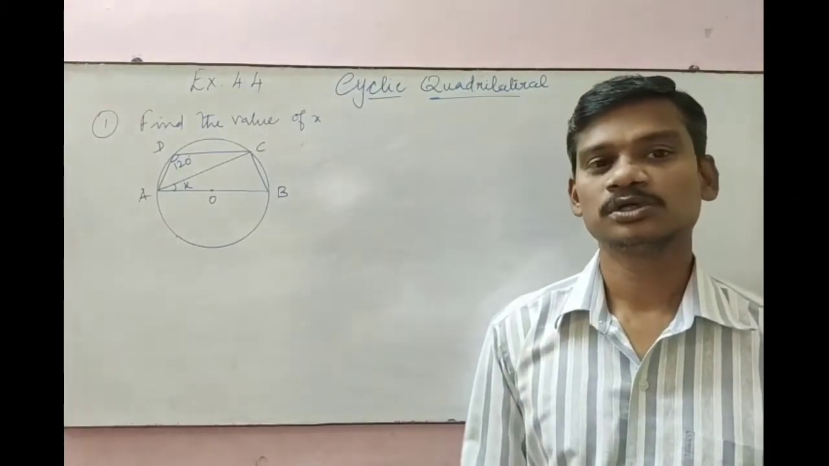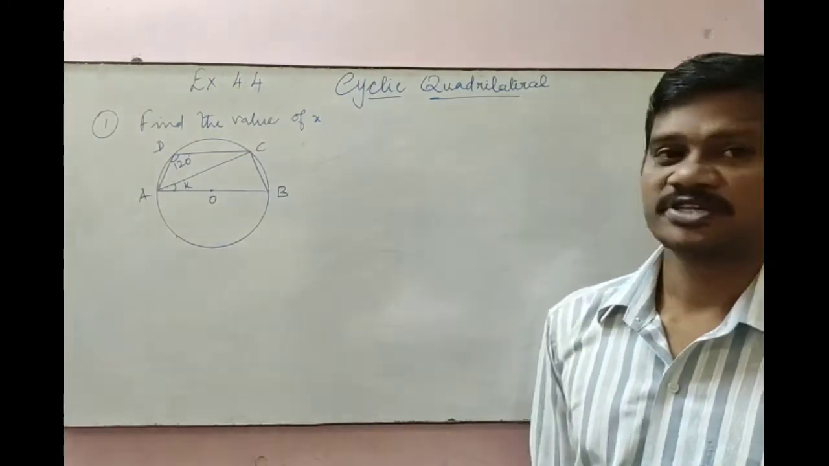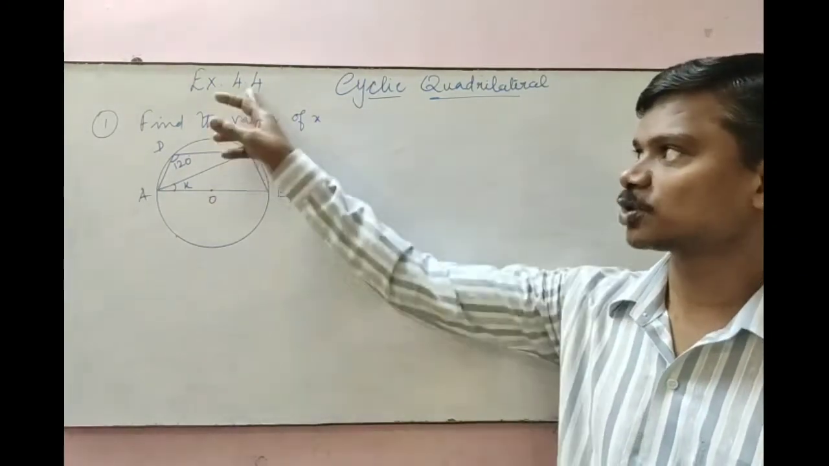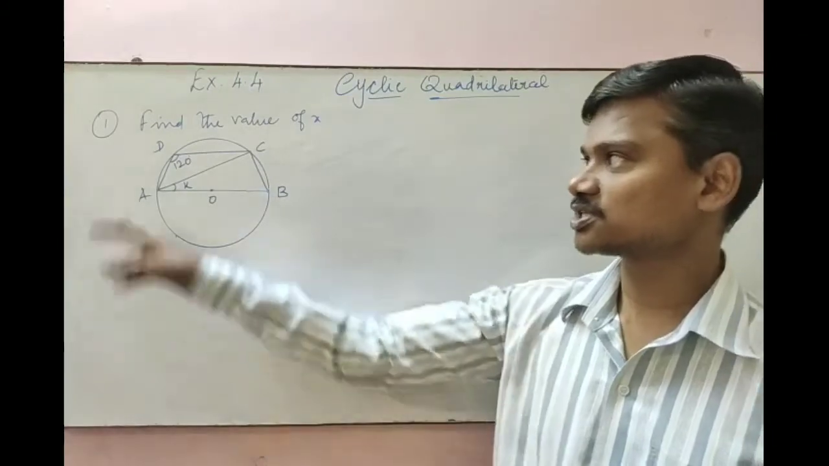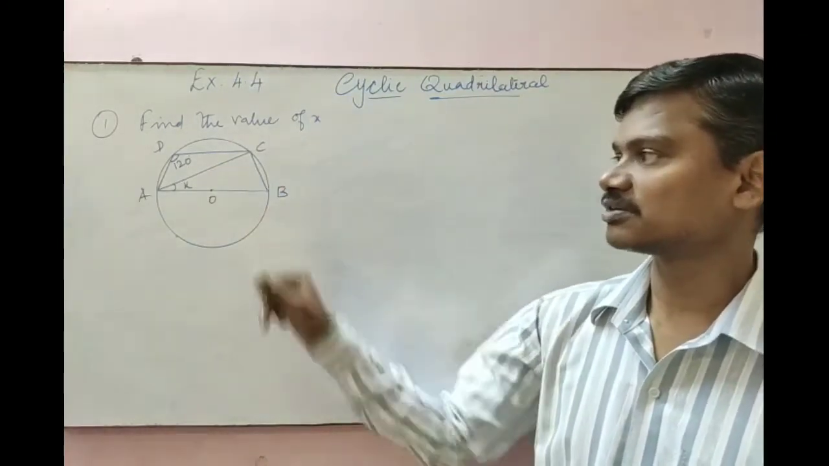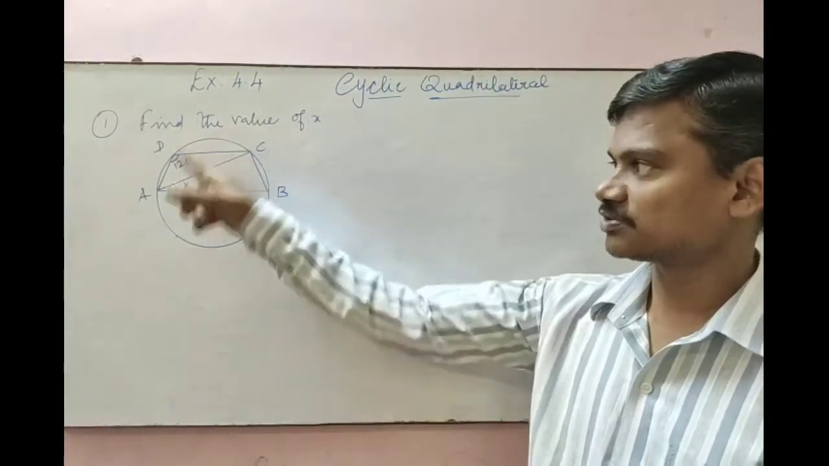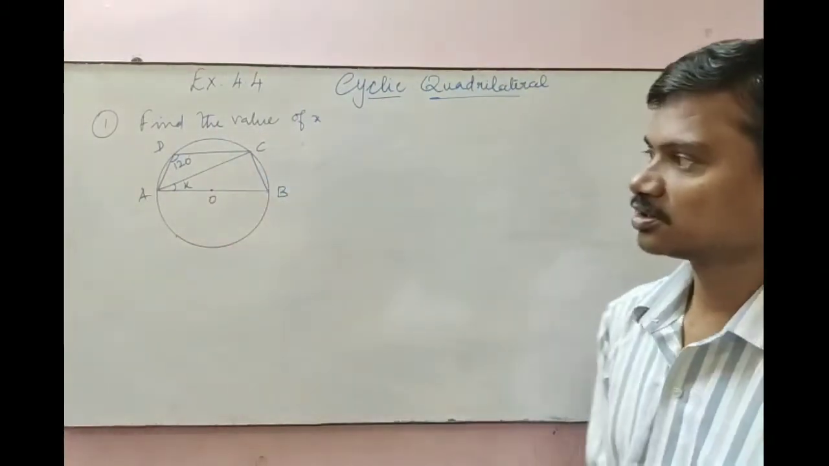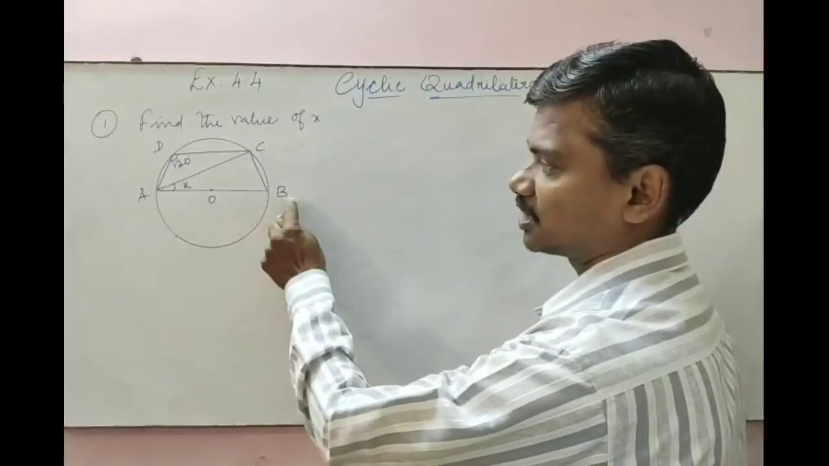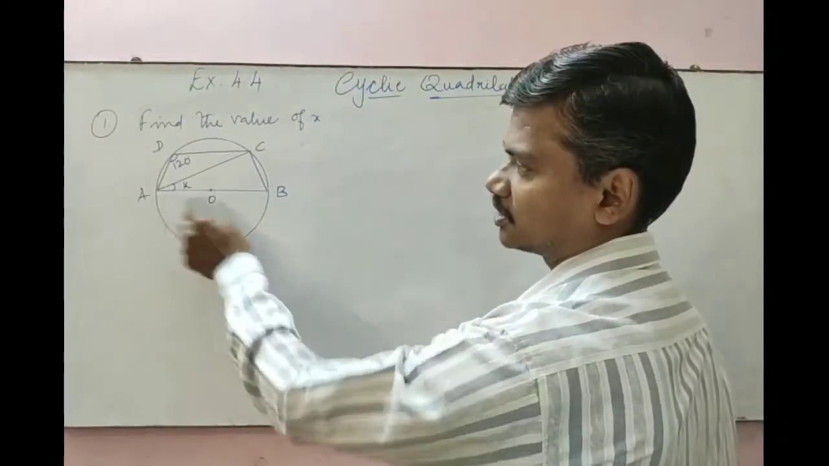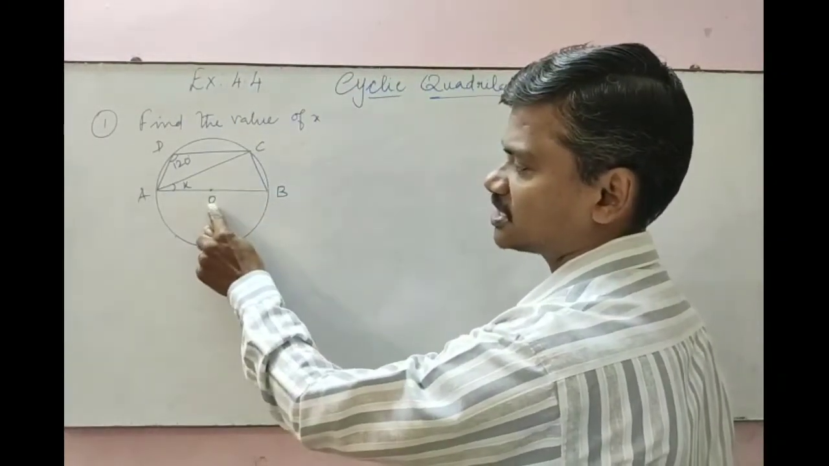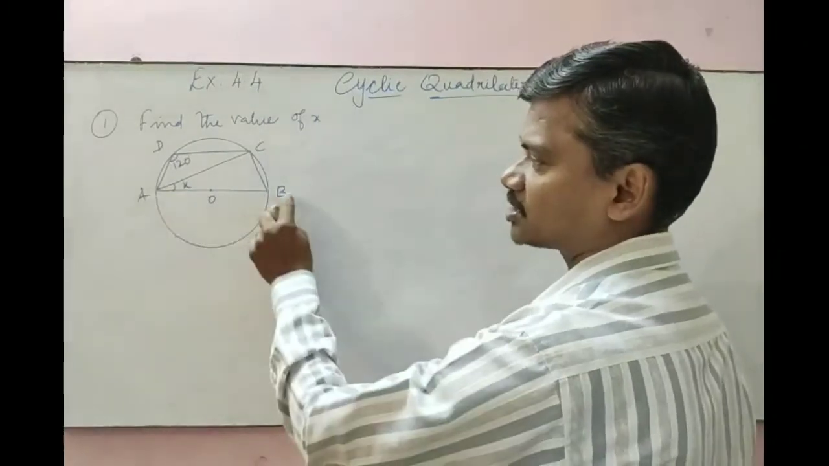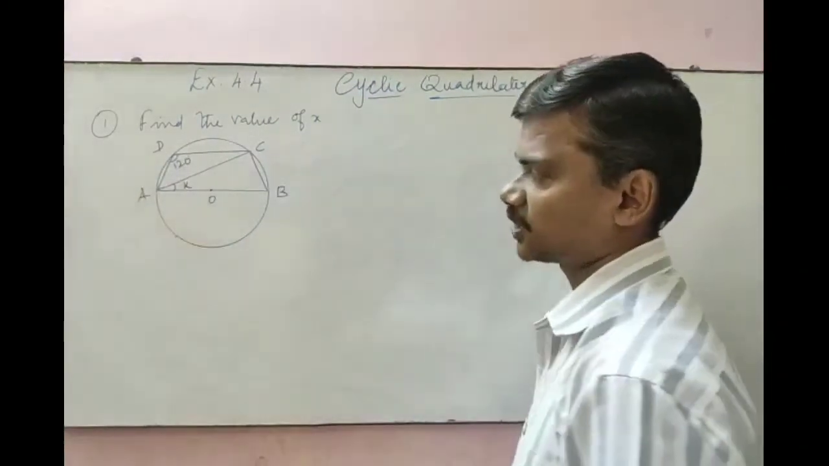Using these two properties of cyclic quadrilateral, we are going to do the exercise 4.4. In this, the first question is find the value of x from the given figure. Look at this figure. In a circle we have a quadrilateral whose base is the diameter. AB is the diameter, O is the center of the circle. We have a cyclic quadrilateral ABCD.